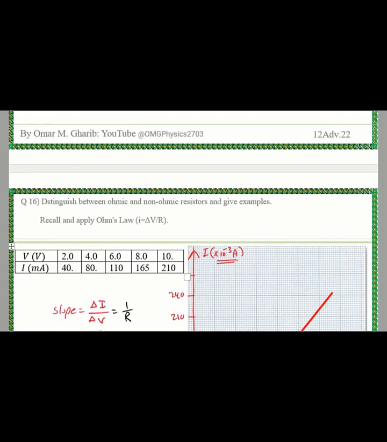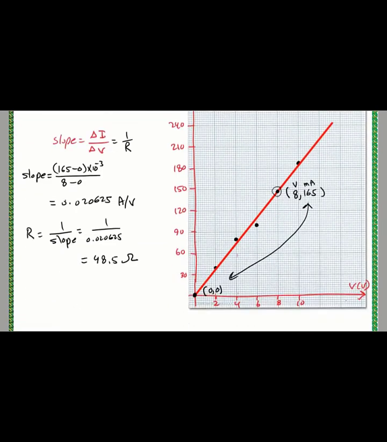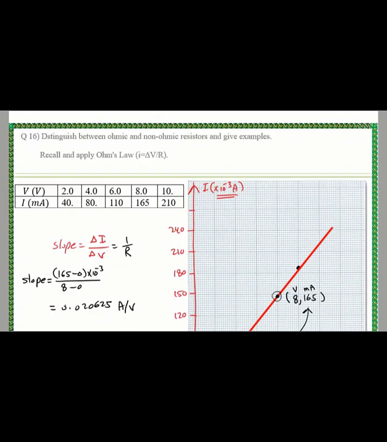Now let's go back to the question. Represent these data, we represent it. Draw the best fit line, we draw it. Find the resistance of the circuit, we found it by the inverse of the slope. Now, if the actual resistance was 50, justify the error in the experiment and find the percentage error. How can you reduce it?